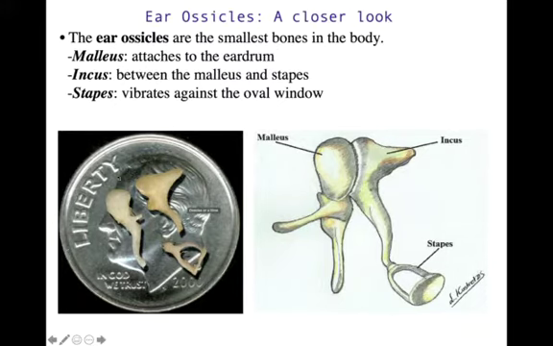Just to give you a perspective, here's a dime. The one that's shaped like a hammer, again, is the malleus.